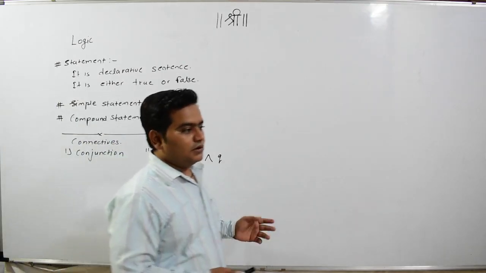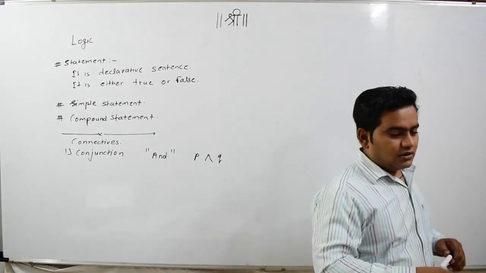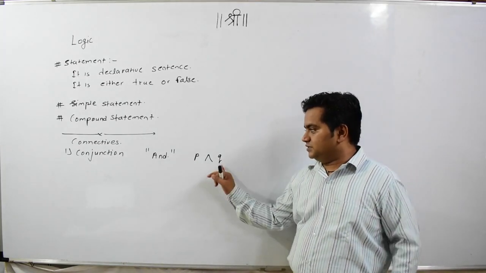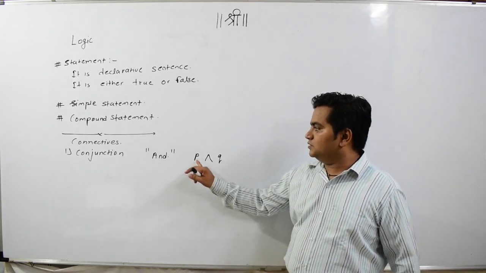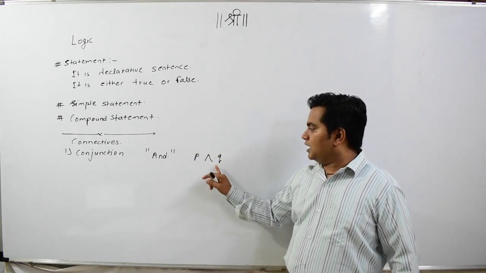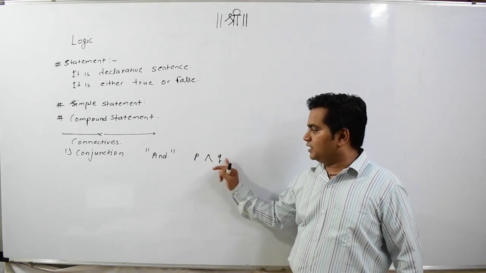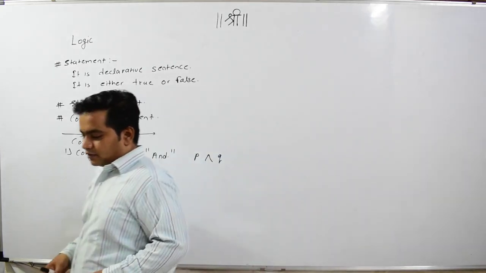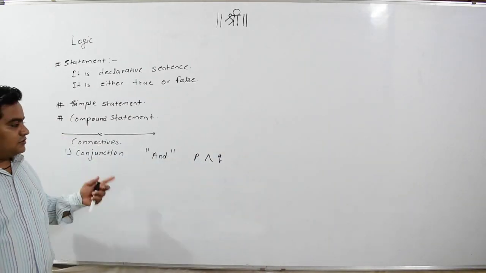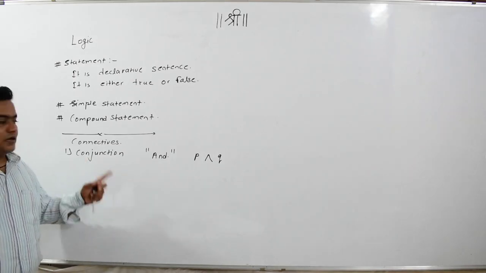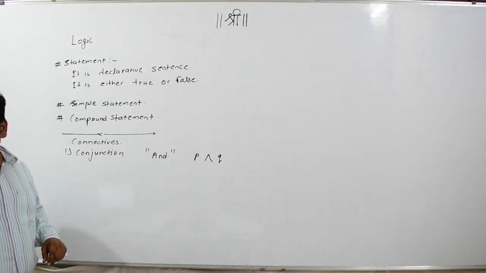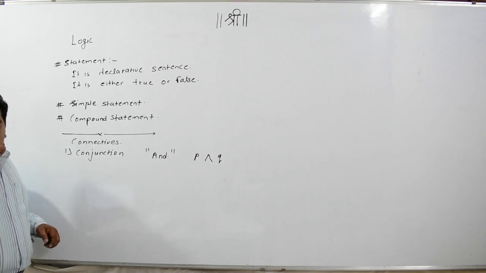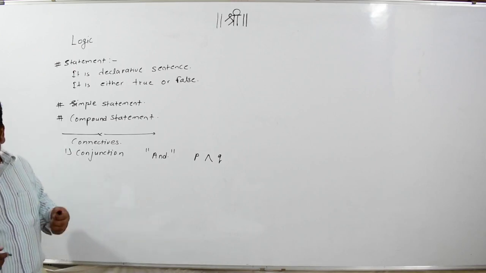We need to again signify which statement is which. So if this is P, then P is standing for some statement and Q is standing for another statement, and if these two statements have been combined by another particular word, then we need to use these connectives. Now, what is the next connective?